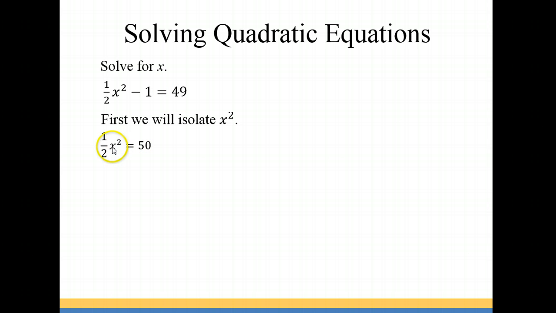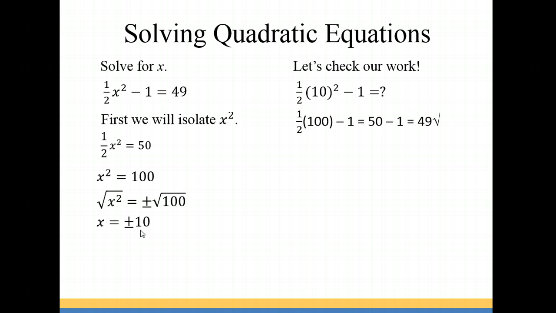Now the next step in order to isolate x squared is to get rid of the 1/2. So we're going to multiply both sides by 2. So we have x squared here, and 50 times 2 gives us 100. Then our next step is to take the square root of both sides. So notice that I put the plus or minus here. As soon as I take the square root, I remember to put plus or minus right away. So we're taking the positive or negative square root of 100, which is 10. So we have plus or minus 10 as our two solutions.